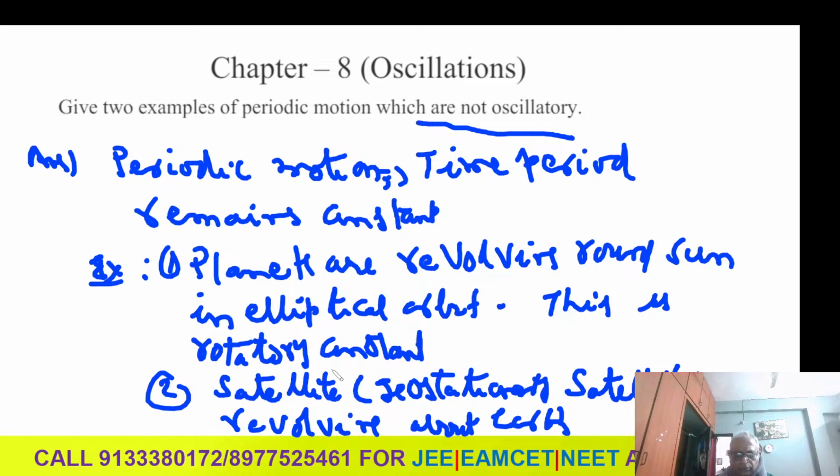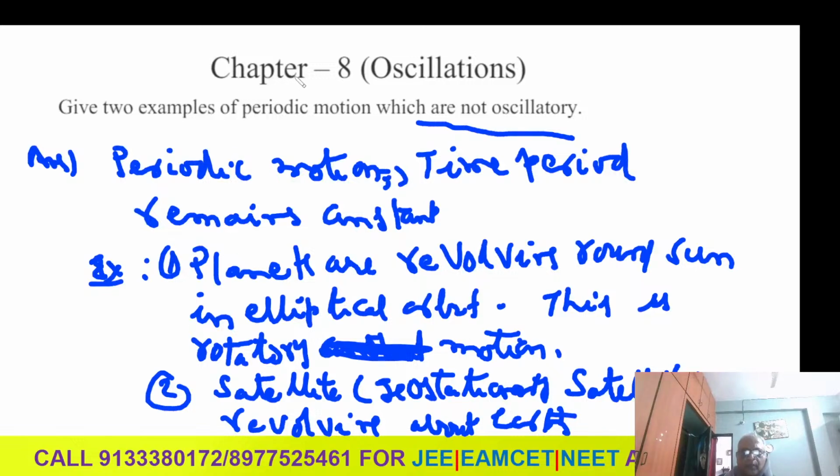Sorry, remove this. Students, this is rotatory motion, not rotatory constant. Satellites, geostationary, revolving around Earth; here also the time period is 24 hours. Polar satellites you can also mention, and geostationary satellites. Or electrons revolving around the nucleus in an orbit.